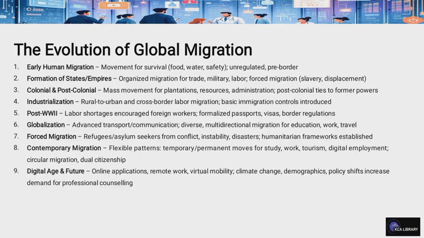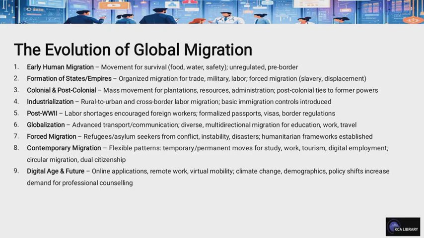Coming to understand the evolution of global migration, it actually started from early human migration, where there was movement for survival in terms of food, water, safety, and it is unregulated and pre-border. It evolved from that to the formation of states and empires, and this deals with organized migration from trade, military, labor, and also forced migration in terms of slavery and displacement.